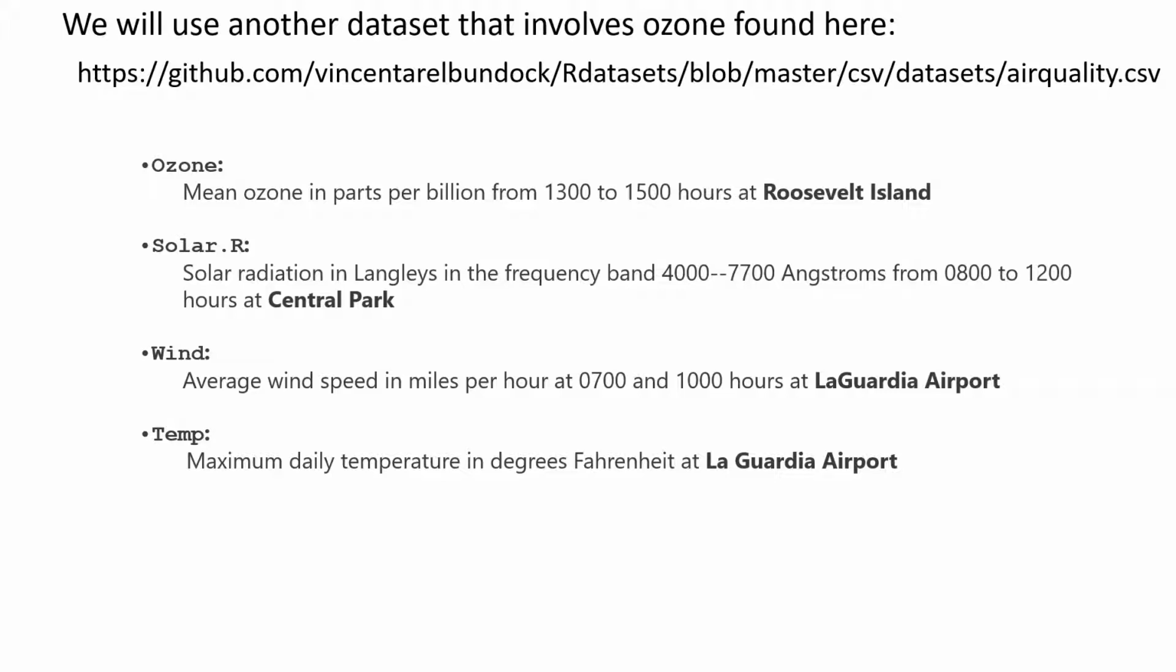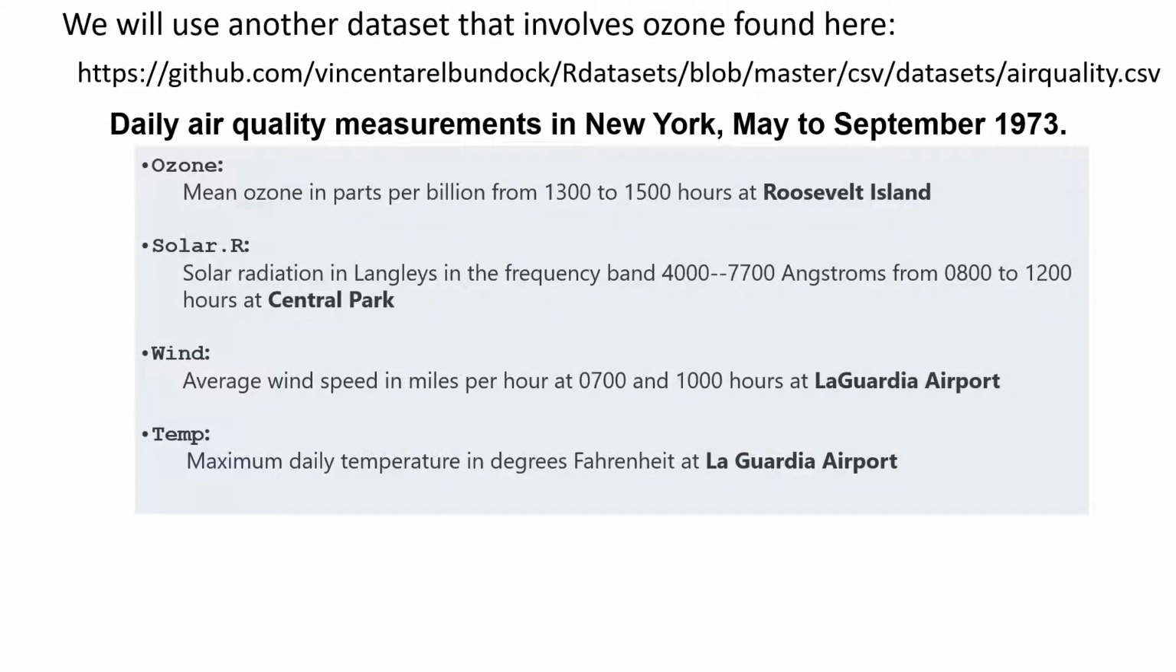You see the link here, and what it is is a data set where the air quality was measured in New York every day from May to September in 1973. So measurements were taken, and here are the measurements that were taken every day during that time frame. The ozone level was taken at Roosevelt Island from 1 o'clock to 3 o'clock p.m. That's the first column in our data set, the mean ozone in parts per billion.